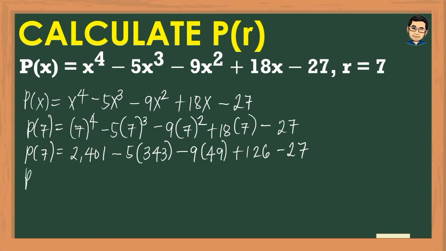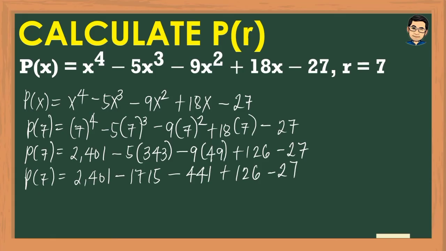Next, P of 7 equals 2,401 minus, so the product of 5 or negative 5 and 343 is negative 1,715 minus, so the product of 9 and 49 is 441 plus 126 minus 27. Okay? So, and then, P of 7 equals, so, sasagutan lang po natin, pwede natin pagsamahin yung mga same sign.